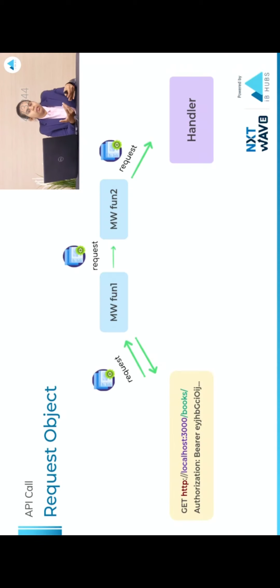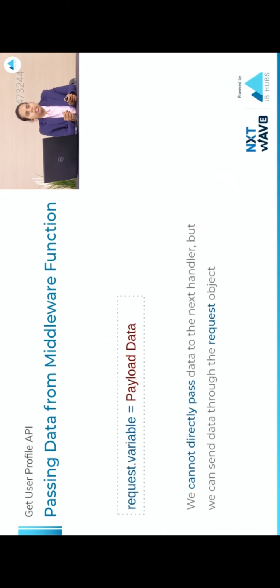Here, there's one point to know. When we get a request from the client, the request object will be sent by default to the middleware functions and finally to the API handler. Express.js will by default send this request object to the middleware functions and also to the handler. Even the response object will be sent to the middleware functions and finally the handler. We know, by default, Express.js sends the request and response as the arguments. Here, one thing is that we cannot directly pass the data to the next handler. In our case, we want to pass the username, which is present in the middleware function, to the API handler, but we cannot directly pass this data to the next handler.